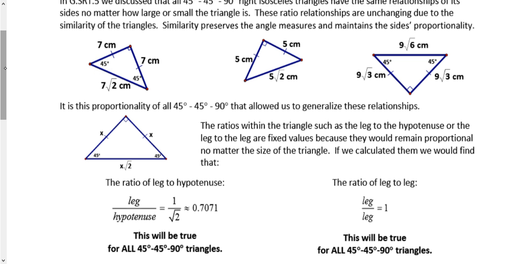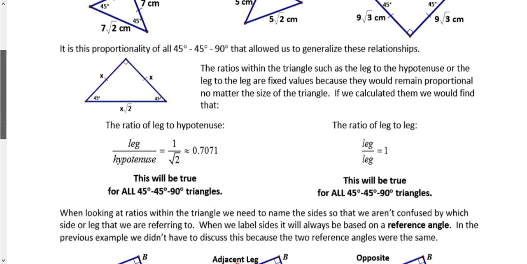And same with the hypotenuse, right? 7 square root of 2 to 7. Like that hypotenuse to the leg would be a ratio of what? 7 square root of 2 to 7 would just be the square root of 2 over 1, right? Or the square root of 2. No matter how big it is. Look at this one. 5 square root of 2 to 5 would be a ratio of what? Square root of 2 to 1. Okay, so they're all going to be in the same ratio.